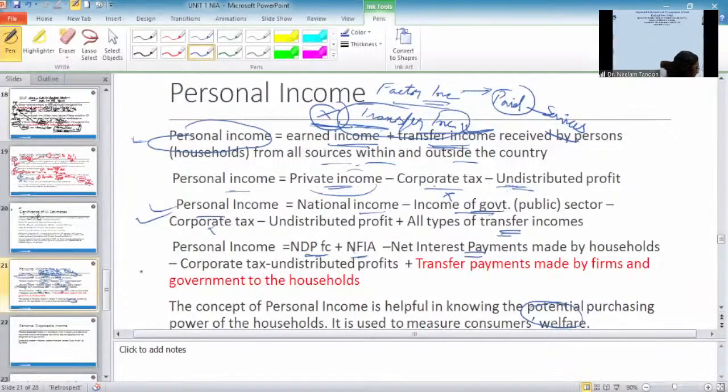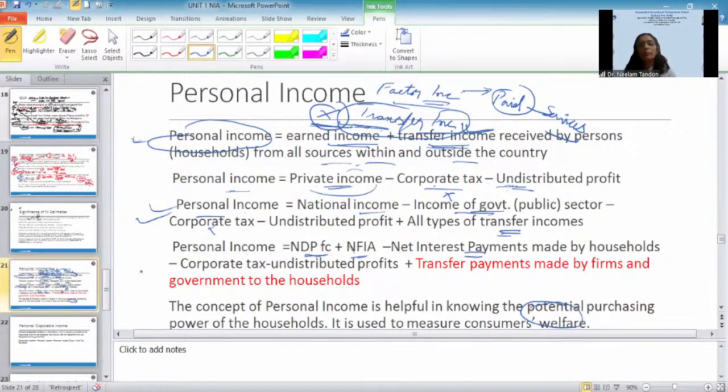Transfer income is basically income which is a one-way transaction without contributing in any productive activity. For example, fertilizer subsidy given to a farmer. For example, a subsidy given to a farmer for buying a tractor. Is the farmer paying back something to the government through that? No. But they're getting a subsidy.